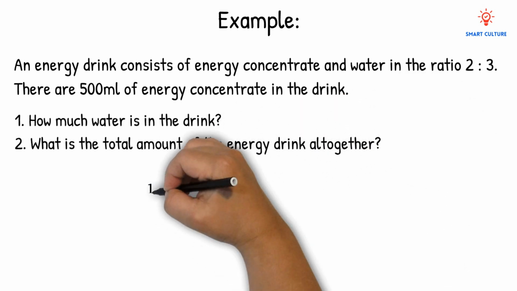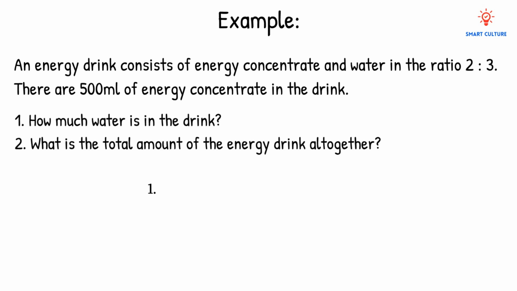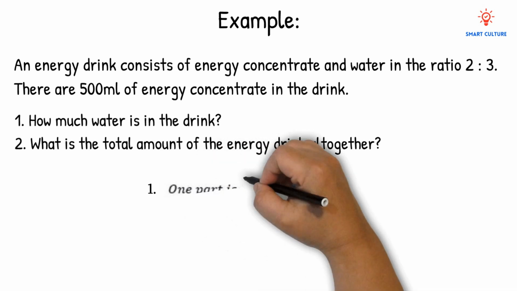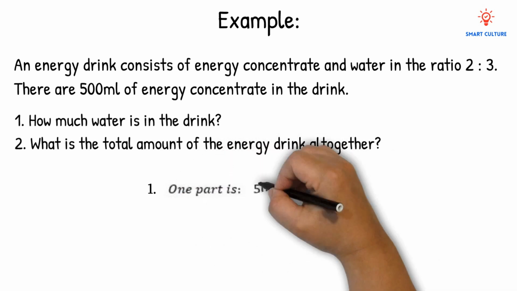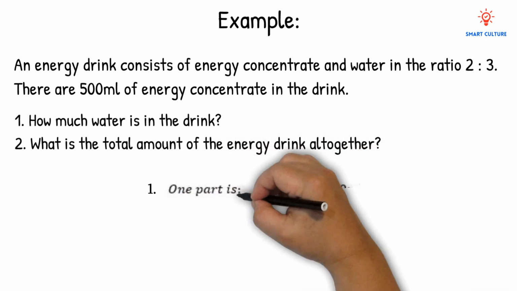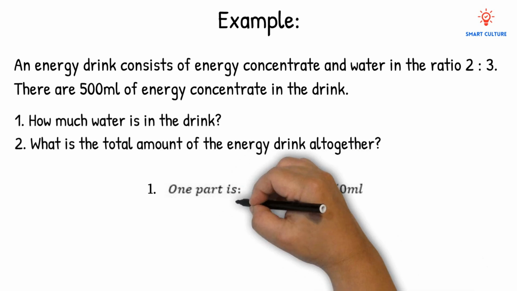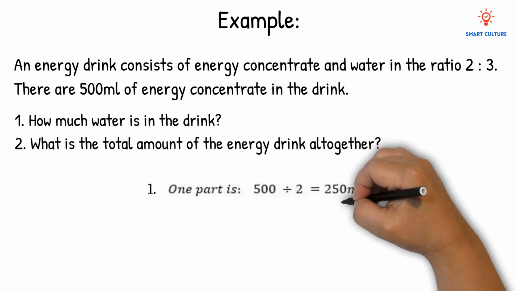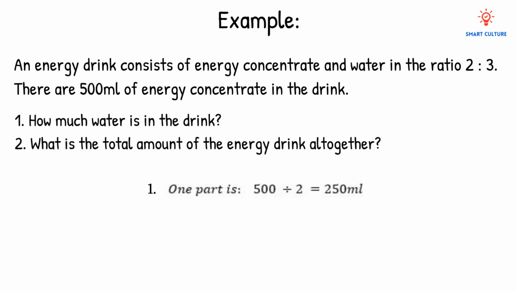So at first we know that 500 milliliters is our energy concentrate amount. So if we want to find out what is 1 part, because that is equal to 2 parts, we can say 1 part is equal to 500 divided by 2, and that will give us 250 milliliters, which is 1 part.